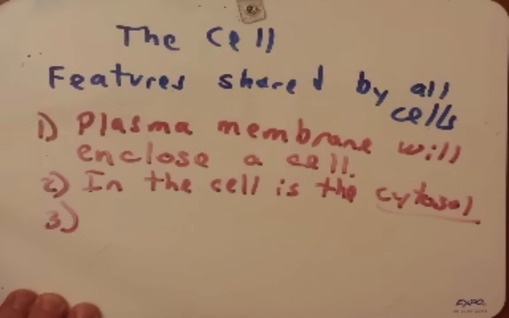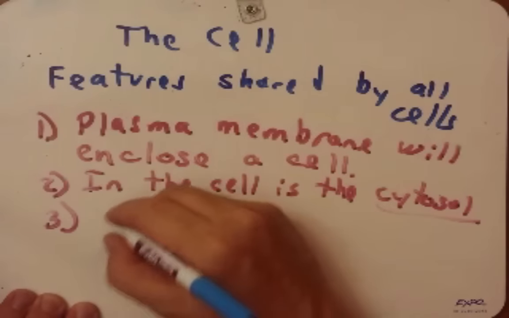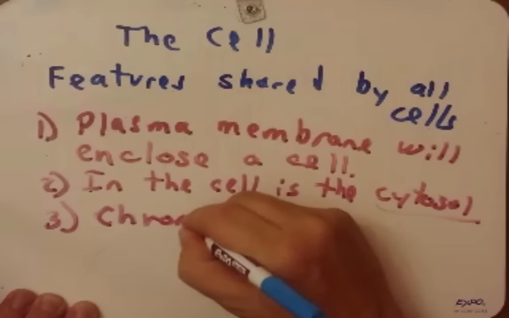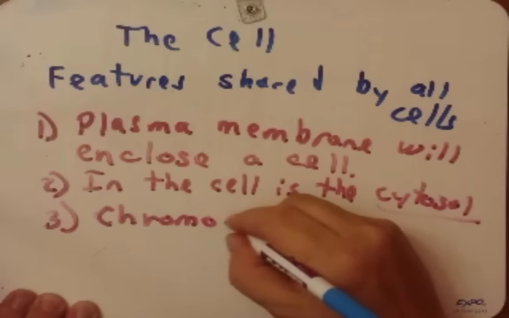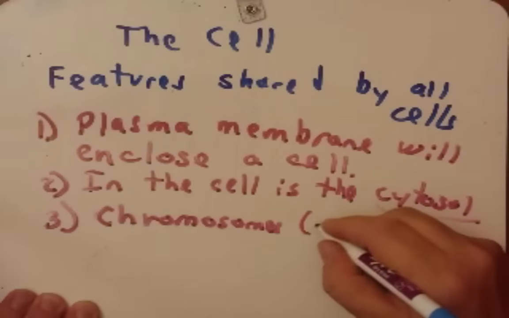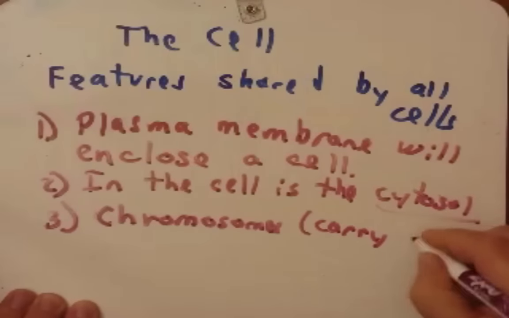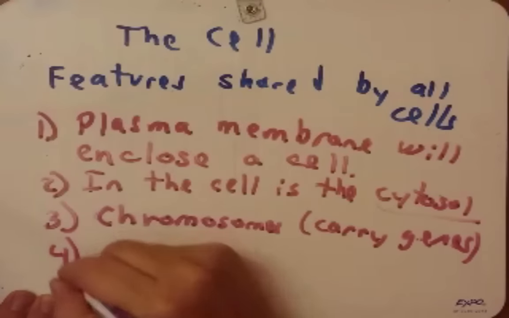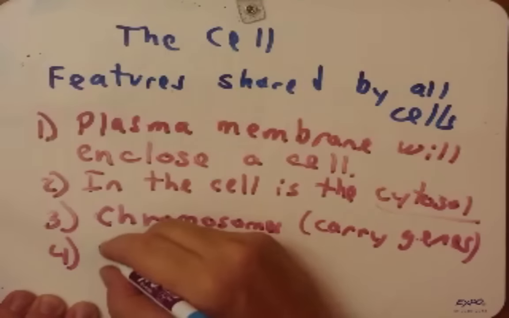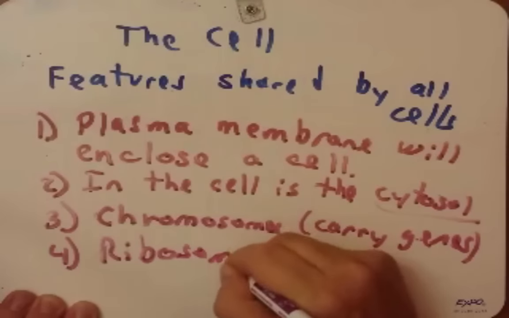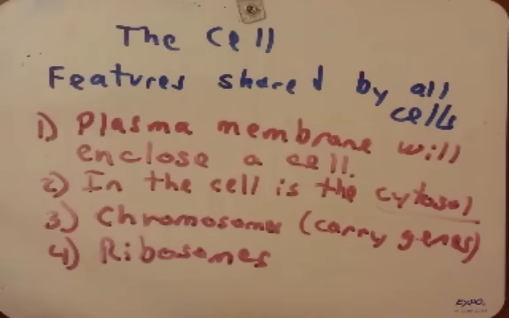The third thing common to all cells, chromosomes are present and they carry genes. The last thing here is they all contain ribosomes, which are important in building proteins.